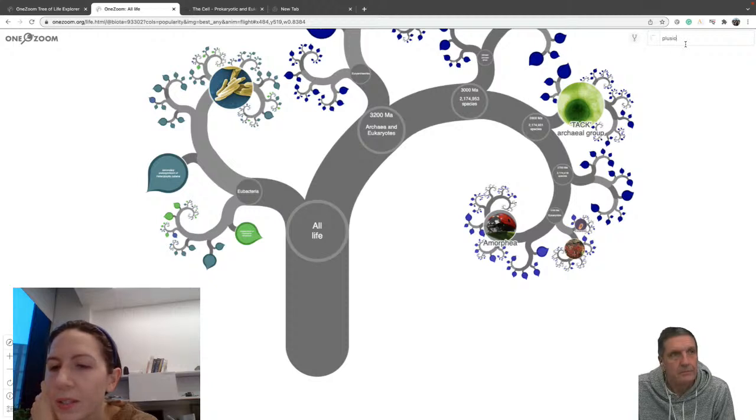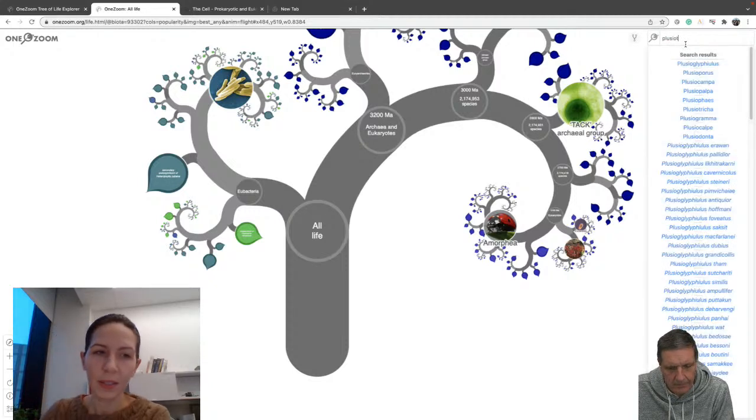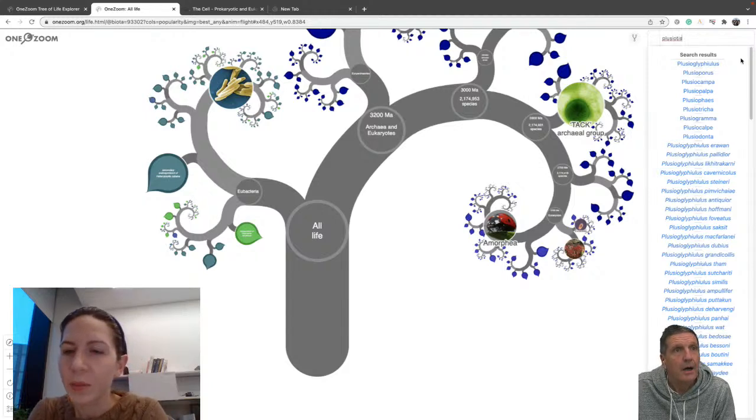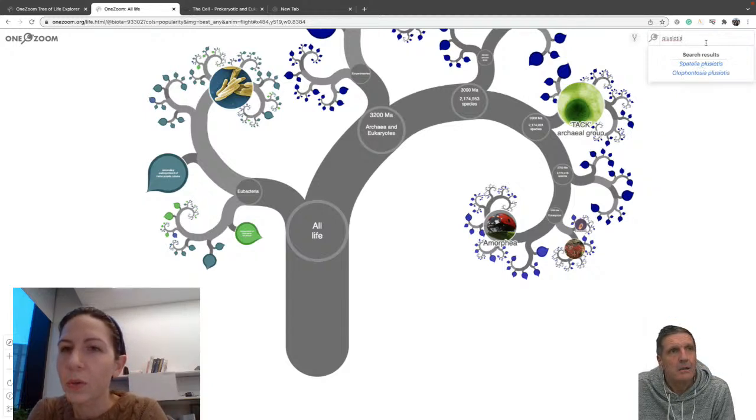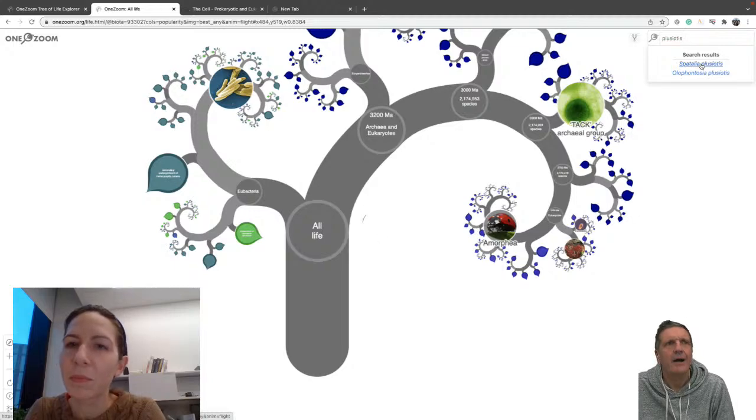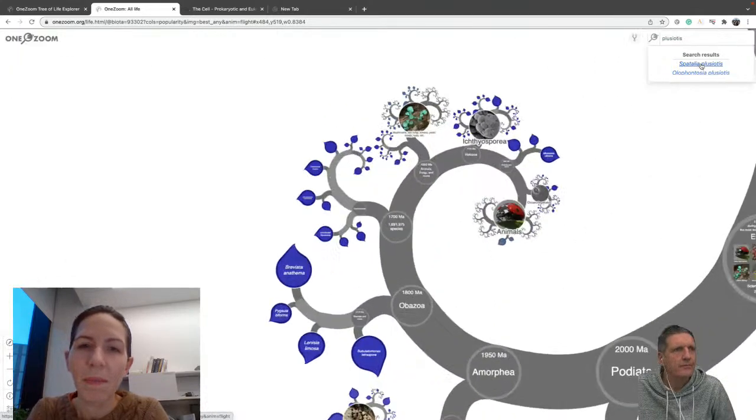Plusiotis. Okay, and then the second word, Glo. Oh yeah, there we have two plusiosis here. We'll just pick one of them. There's some debate about the scientific name. Probably both beetles. Okay, here we go.